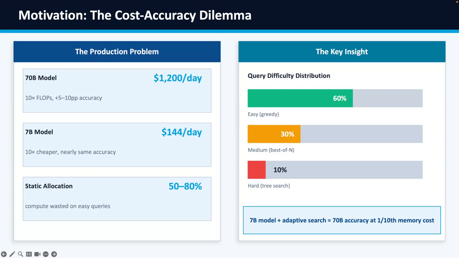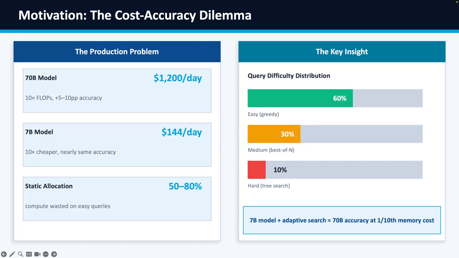Let me frame the problem we are solving. On the left, you see the production dilemma. A 70 billion parameter model costs roughly 1,200 per day on A100s and consumes 140 gigabytes of GPU memory, and yet all it delivers is 5 to 10 percentage points more accuracy than a 7 billion model, which costs just 144 per day. That's nearly a 10x cost premium for marginal accuracy gain. But the real problem isn't choosing between 7 billion and 70 billion. It's that static allocation, whether large or small, wastes 50 to 80% of compute.